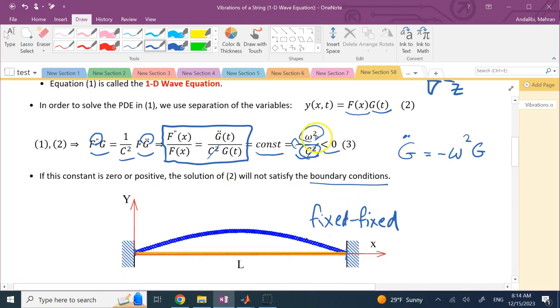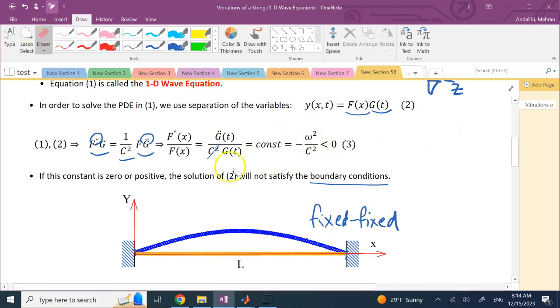This omega that we are using here is really the natural frequency of the system. So let's go ahead with this proposed solution that both sides are equal to a negative constant, that is, negative omega n squared over c squared. With that, let's see what solution we can get.